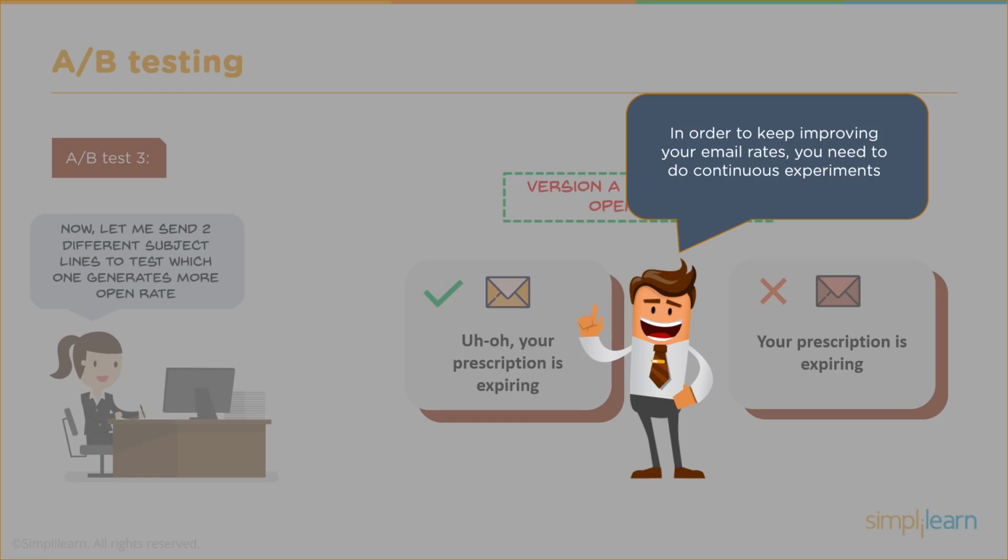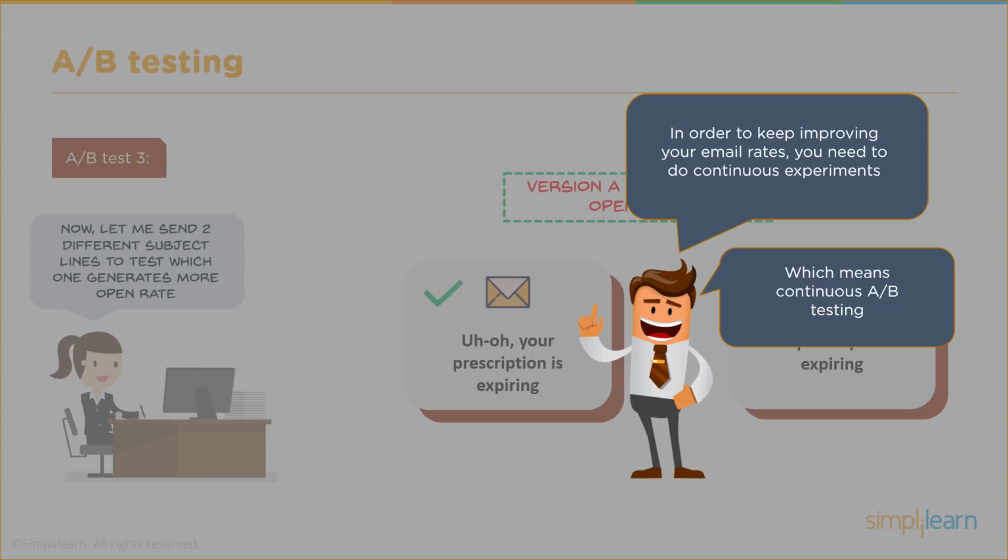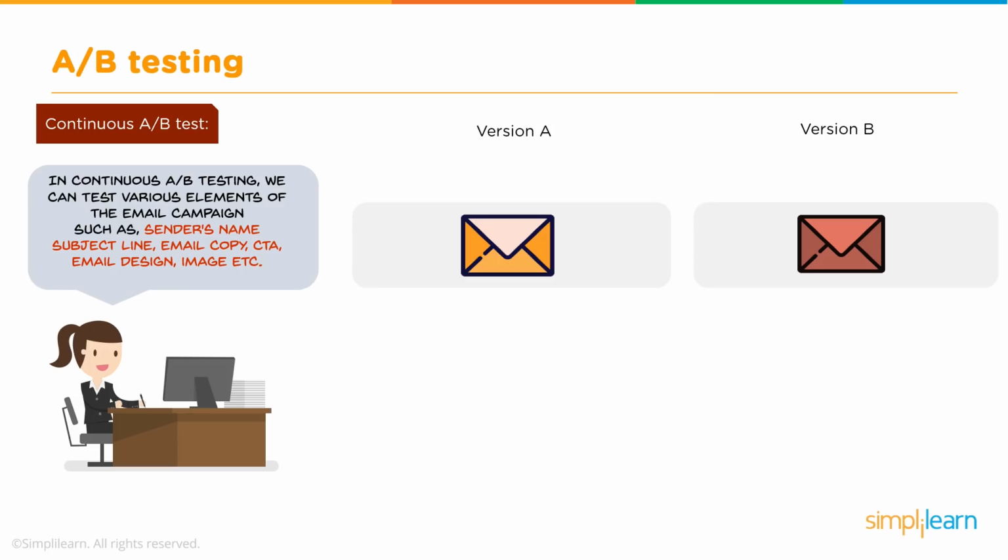So in order to keep improving those open rates, you should always do subject line testing. Always, because one subject line is always going to have a better open rate than the other. So always do A/B testing when it comes to subject lines and email content for that matter. Okay. So we're always going to do continuous A/B testing. So with continuous A/B testing, we can test various elements of the email. So you can always test the sender's name, the subject line, the copy, the call to action, the design, the imagery. There's a lot of different elements you can test with emails.